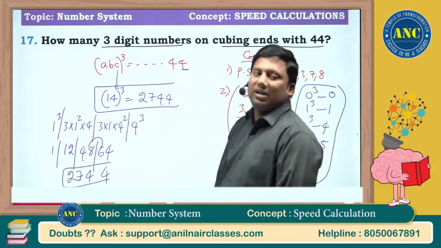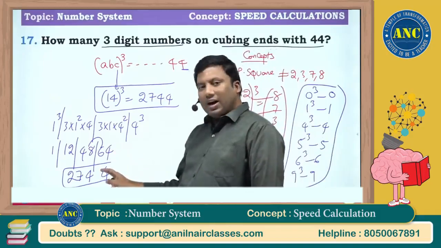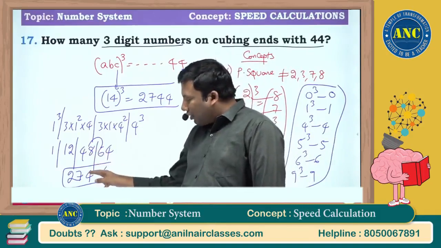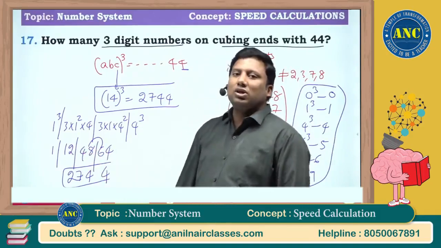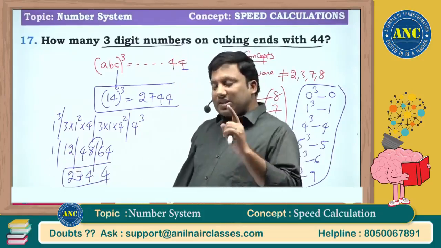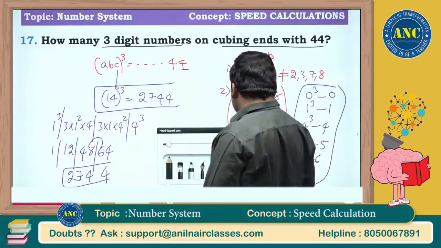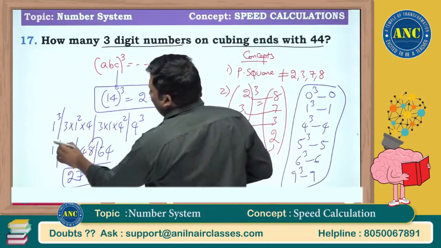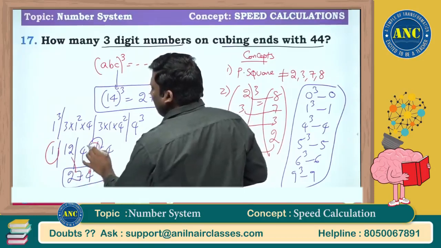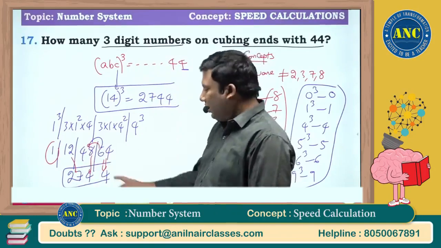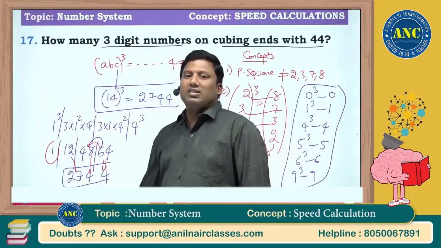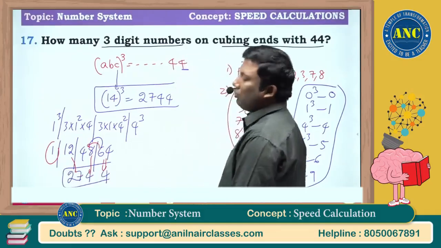Only write down the unit digit in the answer. 64, write down 4, 6 carried. What is 48 plus 6? 54. Write 4, 5 carried. What is 12 plus 5? 17. Write 7, 1 carried. Except for the leftmost place, in every place write down the unit digit. 1 plus 1 is 2. So 2744.